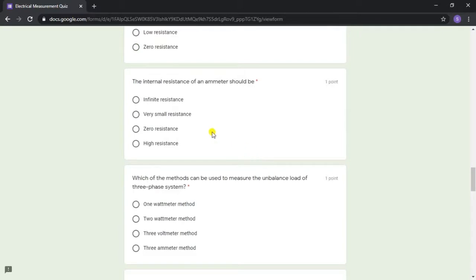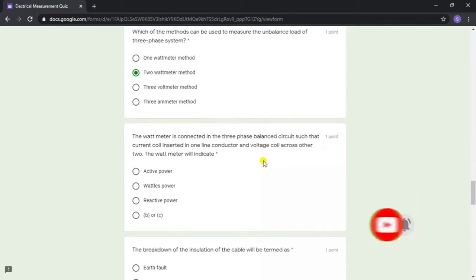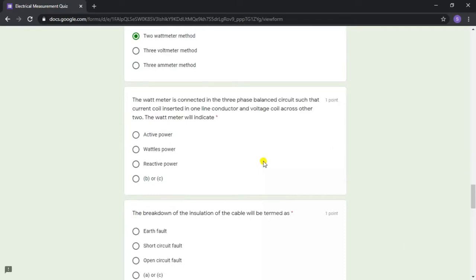Answer: very small resistance. Question: which of the methods can be used to measure the unbalanced load of three-phase system? Answer: 2-wattmeter method. Question: the wattmeter is connected in the three-phase balanced circuit such that current coil inserted in one line conductor and voltage coil across other two. The wattmeter will indicate. Answer: B or C.